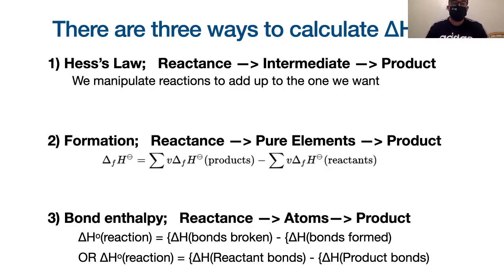And then finally, we have the third method, which is the method I'll be focusing on today, bond enthalpy, where we take reactants, go to atoms, and end in products. This one is a switch compared to the delta H of formation that you might be more used to, where instead of products minus reactants, it's reactants minus products. Or it's bonds broken minus bonds formed. This is a good way to calculate the enthalpy when we're working with small molecules that we could fairly easily break down.